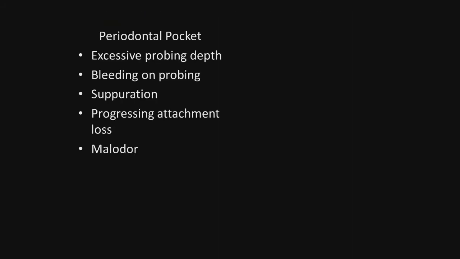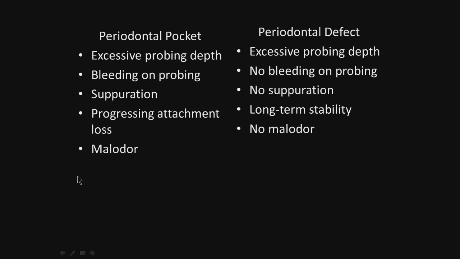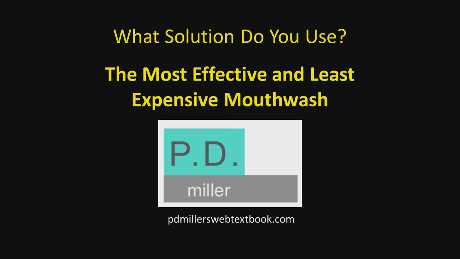So let's define what is a periodontal pocket. Excessive probing depth, bleeding on probing, suppuration, progressive attachment loss, and malodor. And we're going to talk about malodor and the significance of that, which is a very important thing to the patient. By the same token, a periodontal defect exhibits excessive probing depth, no bleeding on probing, no suppuration, long-term stability over time, and no malodor.